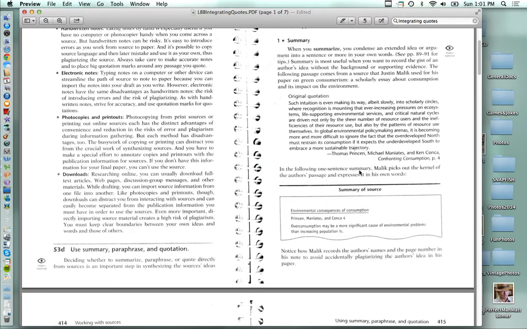In the following one-sentence summary, Malik picks out the kernel of the author's passage and expresses it in his own words. So here we have a note on the source. This is the title of it. These are the authors and the page number that it came from. And here is the summary of this longer passage here.